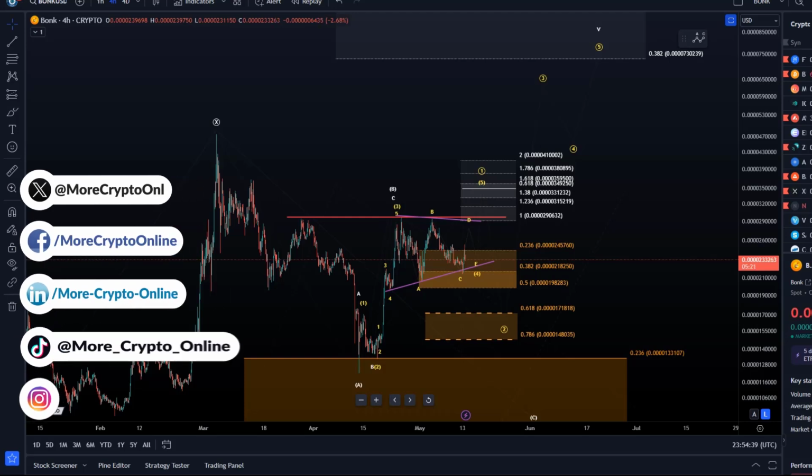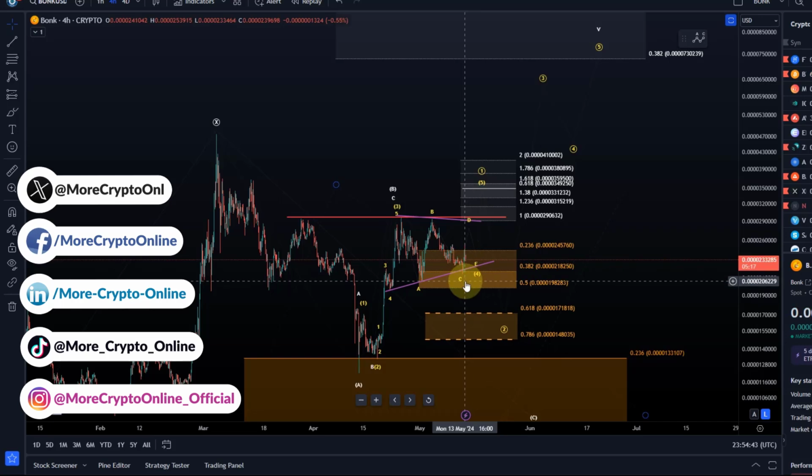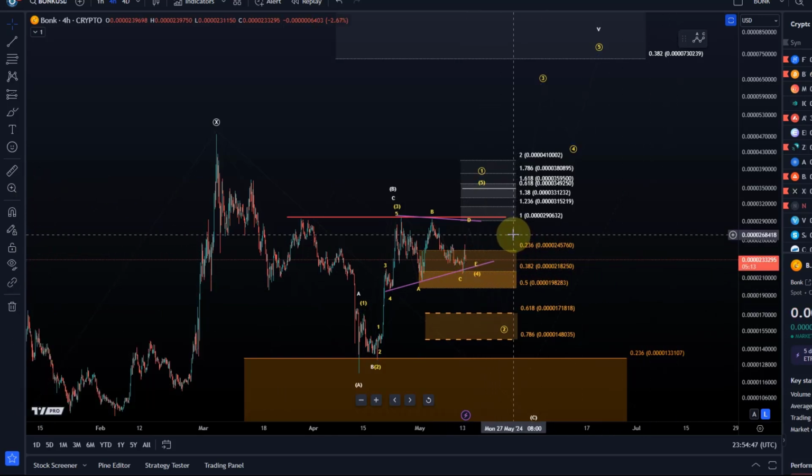Bonk has followed the projected Elliott wave triangle here so far nicely. Let's take a look at the possible breakout points as well as regular support and resistance levels on this chart.